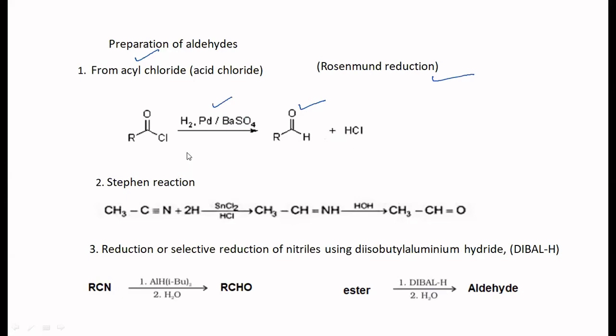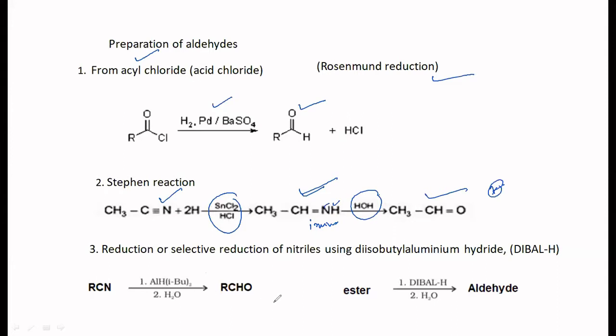Then you have Stephen reduction, which happens in acid medium, SnCl2 and HCl, specifically used for the reduction of nitriles. Initially, you will get an imine, C=N. If hydrogen is there, it is simply an imine; if it is substituted, then we call it a substituted imine. So in this case, it is an imine. Imines on hydrolysis would give aldehydes. Very important method. Stephen reduction is important because it can be used for the reduction of nitriles specifically.